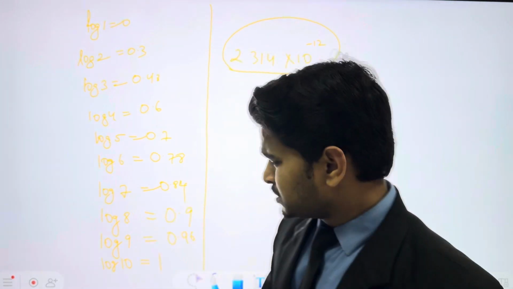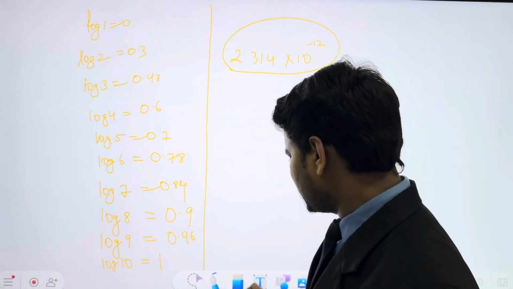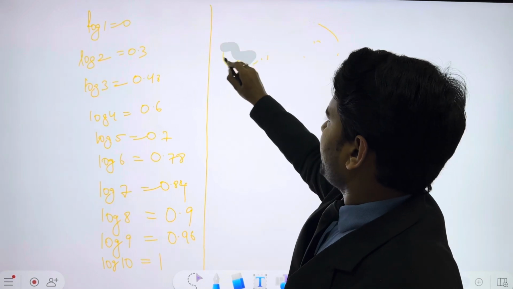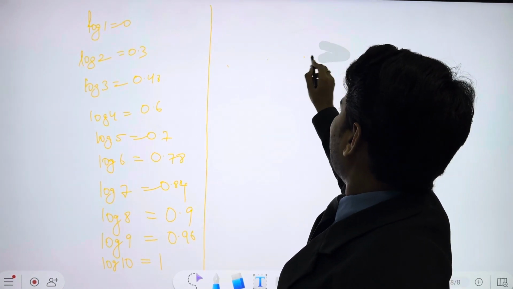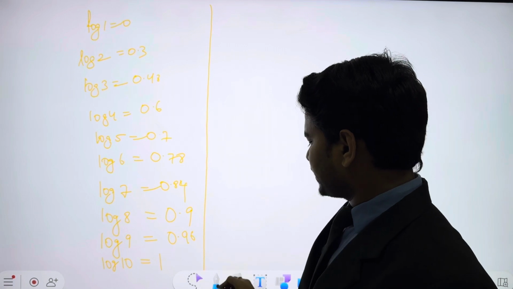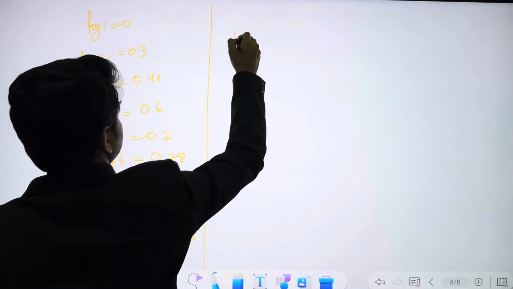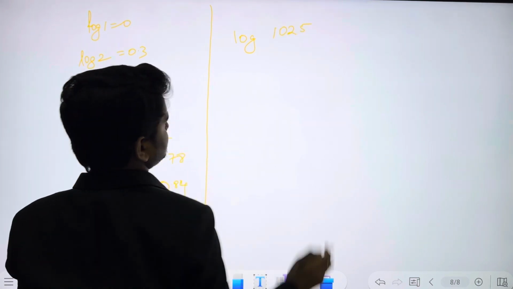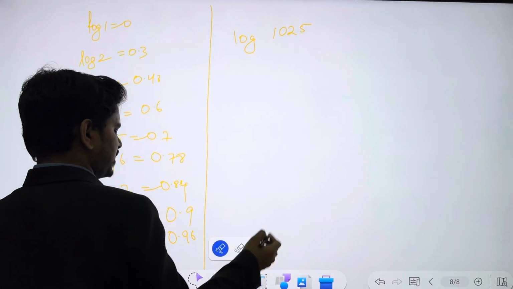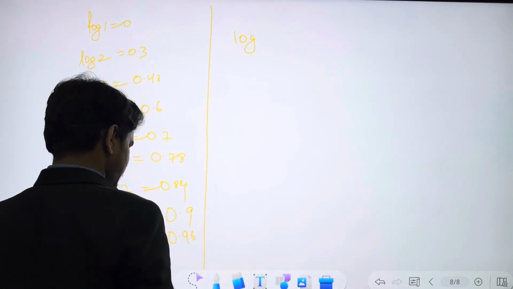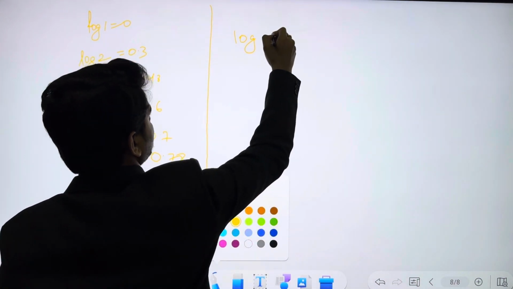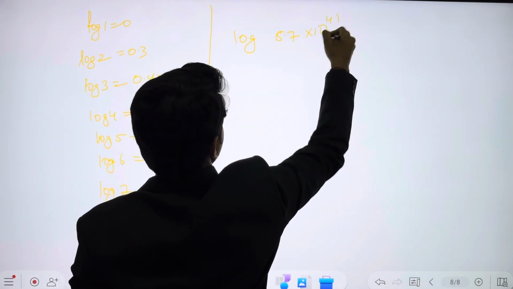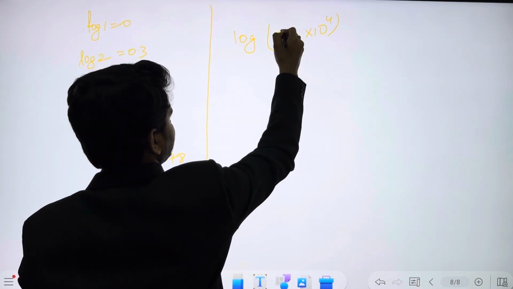Okay, let's do some easy questions first of all, and then we'll see what exactly we can do for pH and all. Go ahead and guess the value of log 10 to the power 5. Let me give you a complex value so that it will be good. Log of 5.7 into 10 to the power 4. Think about it.